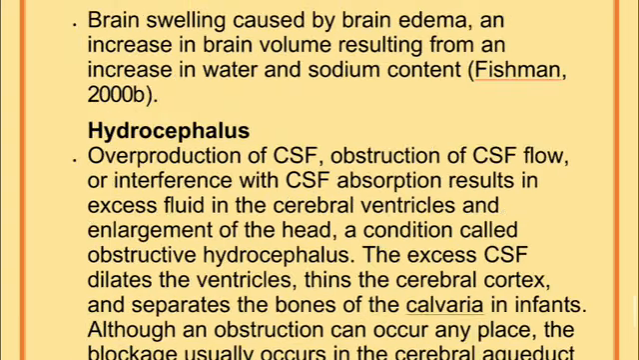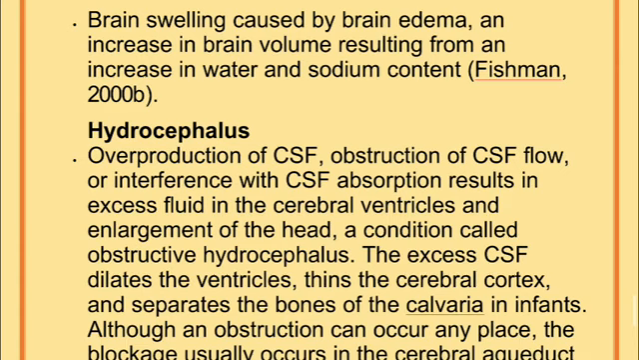Permit me to talk about hydrocephalus. Hydrocephalus is overproduction of cerebrospinal fluid, or obstruction of cerebrospinal fluid flow, or interference with cerebrospinal fluid absorption. All these result in excess cerebrospinal fluid in the cerebral ventricles, and there is enlargement of the head. That is what we call obstructive hydrocephalus. The excess cerebrospinal fluid dilates the ventricles. It also makes the cerebral cortex thin and separates the bones of the Calvaria in infants.